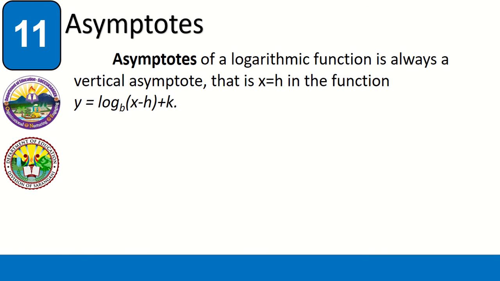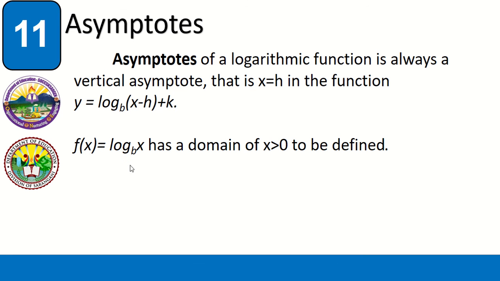Asymptote. As in your previous lesson, this is an imaginary line that the graph approaches but never touches. This also exists in the logarithmic function, where the asymptote is always vertical. Here, there is no horizontal asymptote. That is x equals h in the function y equals log of x minus h base b plus k, or y minus k equals log of x minus h base b.